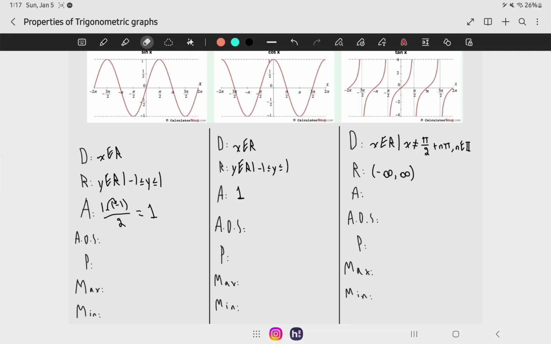Now, for the tangent graph, there isn't really a known amplitude that you can give it because it grows infinitely, so you can't really put a measure on its range. So I'm just going to put an NA for the amplitude.